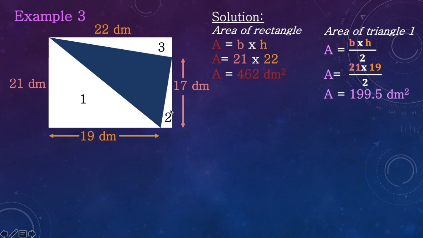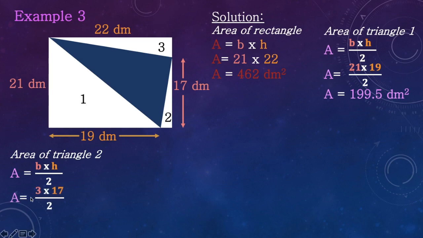Now we're going to do the same thing with triangle 2, and I'm going to explain the numbers that I use. So simply put, it's still a triangle, we're still using the same equation. Now you'll notice 17, that makes sense. The 17 is here, and that's my height of this triangle. But where is this 3 coming from? I do not see a 3 on this diagram.